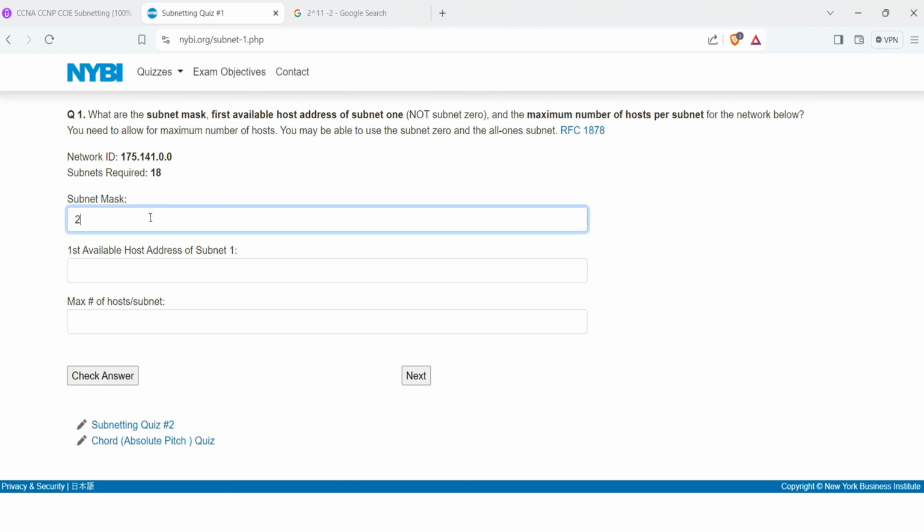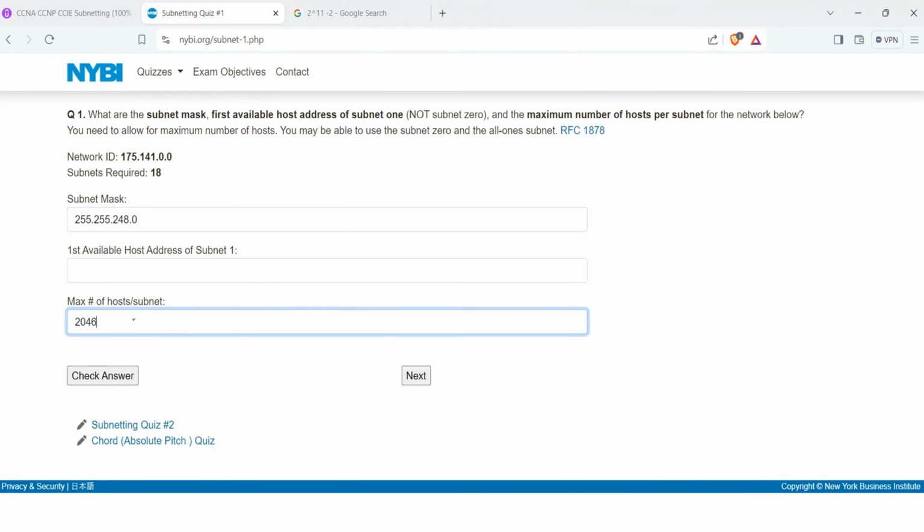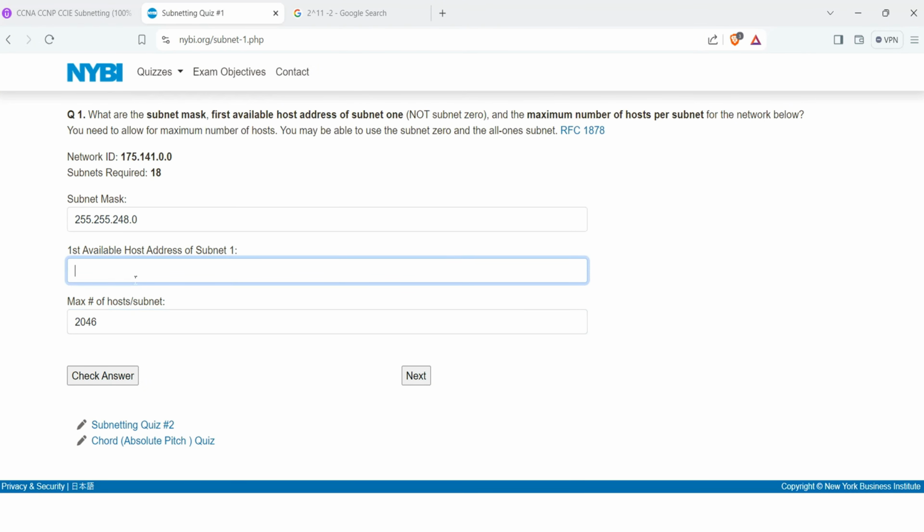18 networks. Subnet mask 255.255 dot what? 2 to the 4 is 16. 2 to the 5 is 32. So I need to borrow 5 bits, which is a 248.0. I borrow 5 bits from here, so 3 bits are left, plus 8 is 2 to the 11. What's 2 to the 11 minus 2? 2046, right? 2046. First available host. The jump start is a what? An 8. So what does that mean, folks?